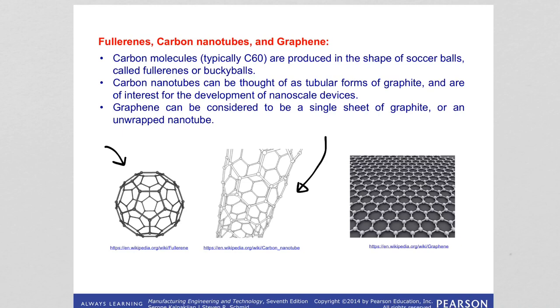As you see here, it is a single layer of carbon atoms in a hexagonal lattice. They are 100 times stronger than steel. And it conducts heat and electricity very efficiently. So they are planning to use graphene in touch screens that are bendable.